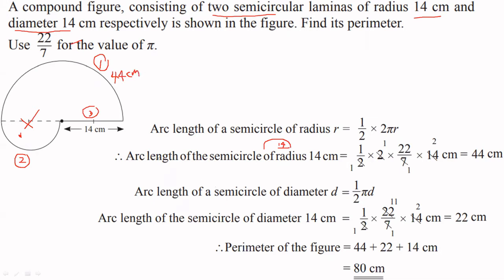Now let's find the arc length of the smaller semicircle. You know here the 14 centimeters means diameter. This is the diameter of that.